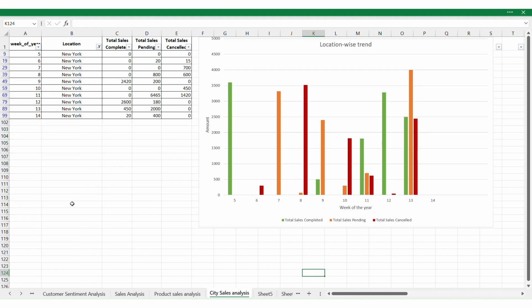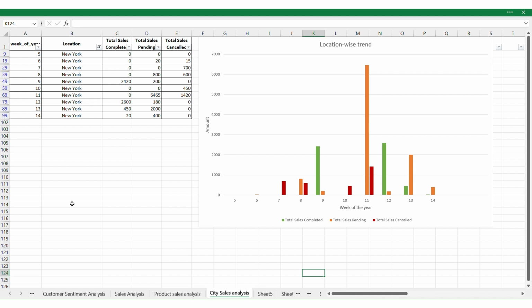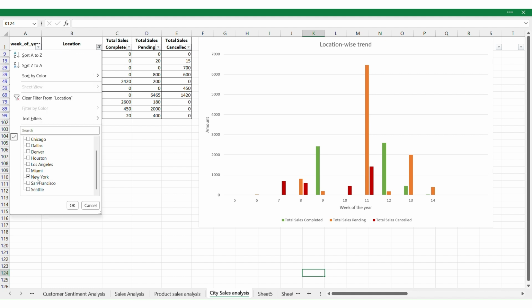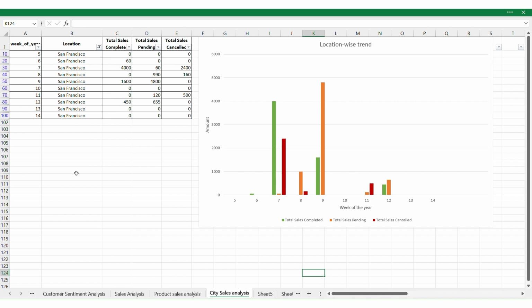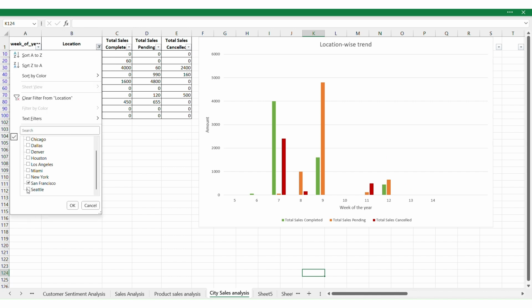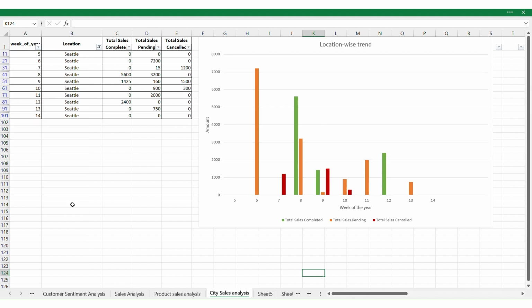In New York, pending orders continue to be a major pain point. In San Francisco, pending orders remain a major pain point, and it appears the store is losing business as a result. In Seattle, once again, pending orders remain a major pain point, and the store seems to be losing business because of it.